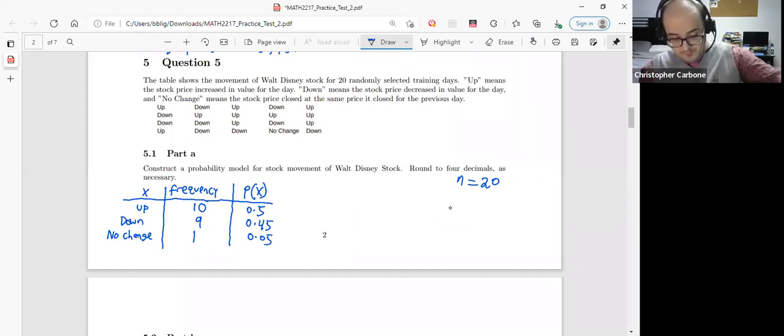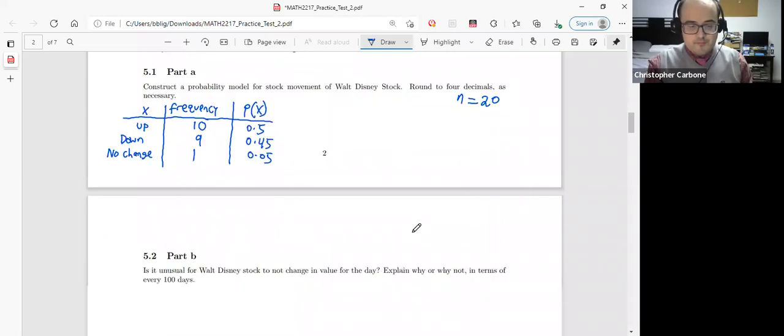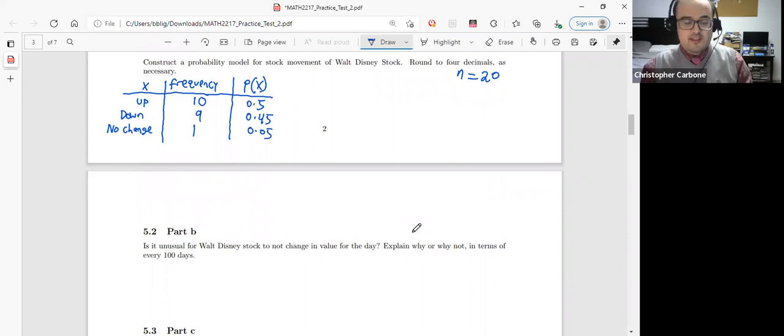Okay, so based on those numbers, part B asks: is it unusual for the Walt Disney stock to not change in value for the day? Explain why or why not in terms of every 100 days. As you can see, it has a value here of 5%. And the cutoff that we had for it being unusual in this class is indeed 5%. So 5% is not below 5%. To answer, is it unusual? This would be a no. It is not unusual.